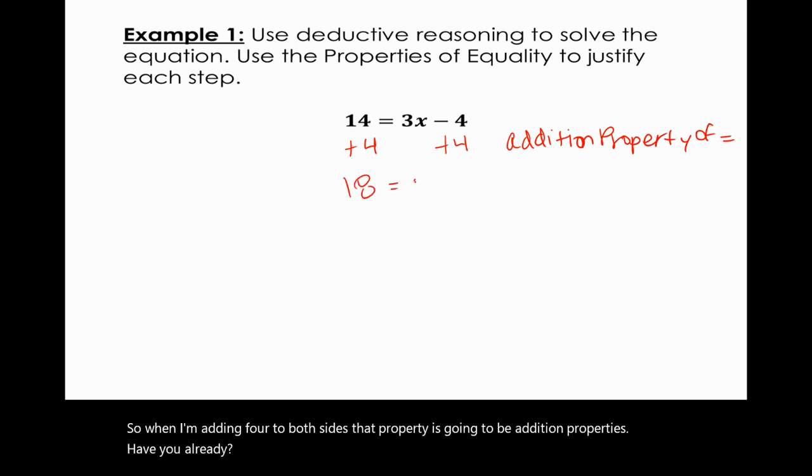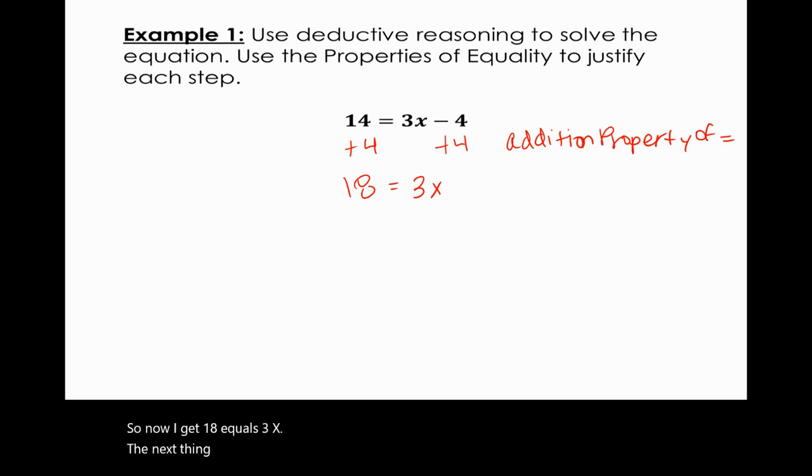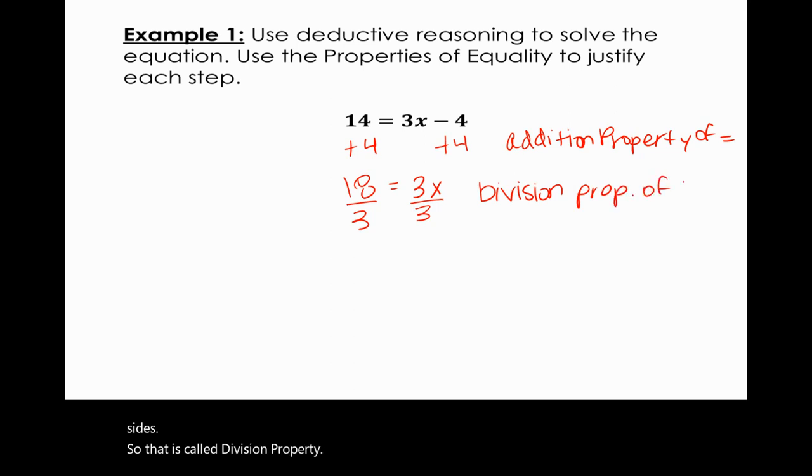So now 18 equals 3x. The next thing I would need to do to get to my next step is obviously divide by 3 on both sides. So that is called division property of equality. And I would get 6 equals x.